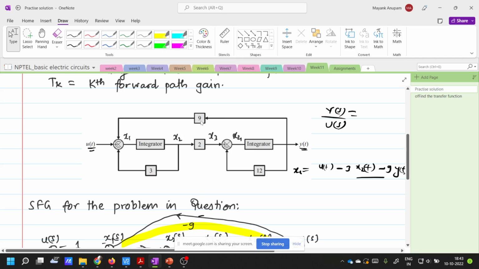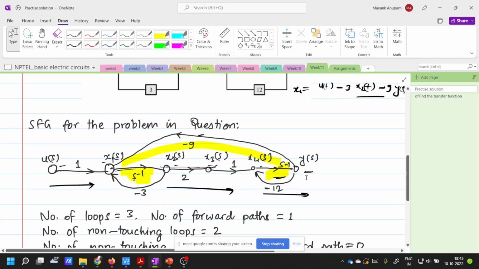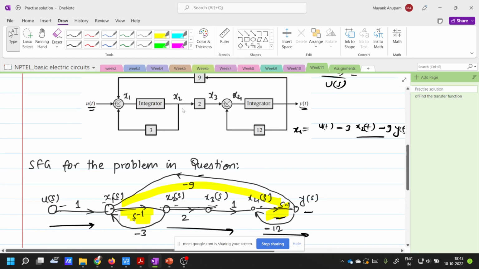Similarly, y of t is being multiplied by 9 and then subtracted at this node. So you do the same thing here: y multiplied by -9 and then added to this node, and that will be x1. Similarly, x2. What is x2? x2 is simply as written here: x1 multiplied by s inverse is x2. Then from x2 to x3 you simply have a gain of 2, nothing else.